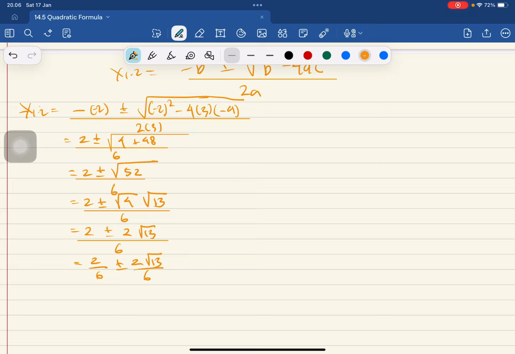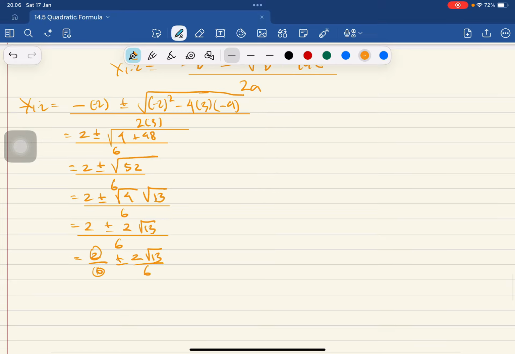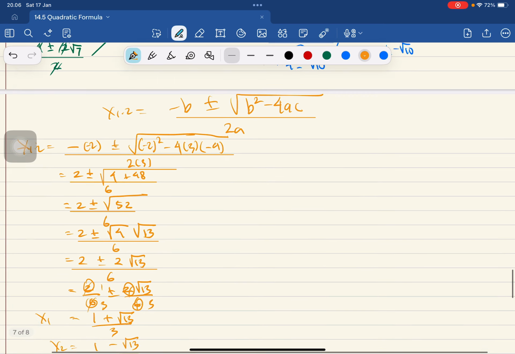There it is. So we could simplify it. It's going to be 3. For this one, the x1 we got is 1 plus square root of 13, then divide by 3. Another x is going to be 1 minus square root of 13, we divided by 3.